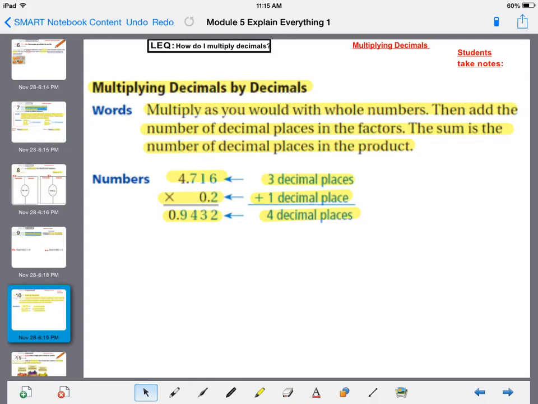So in this case, for example, we have 4 and 716 thousandths, which has 3 decimal places, times 2/10, which has 1 decimal place. So once you have your product, your digits would be 0, 9, 4, 3, 2. You would now have to determine, well, how many decimal places do I have to count over? And in this case, you would add the total sum of all of them. So 1, 2, 3. There's actually 4 total decimal places. And so in your product, you would count 4 decimal places, and your answer would be 9,432 10,000ths.